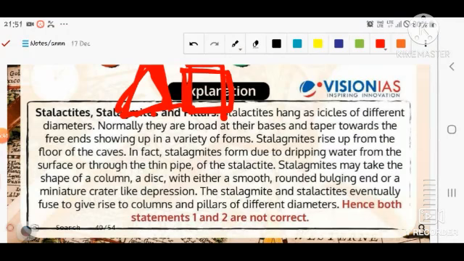Stalagmites rise up from the floor of the cave. In fact, stalagmites are formed due to the dripping water from the surface through the thin pipe of the stalactite. It means that the stalactite makes the stalagmite occur.